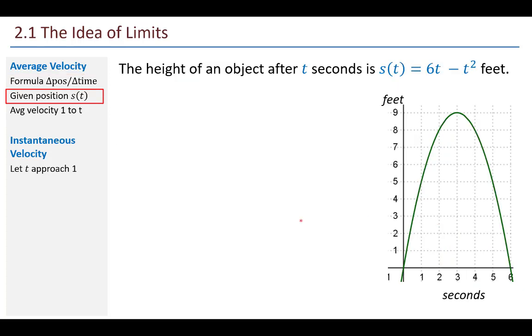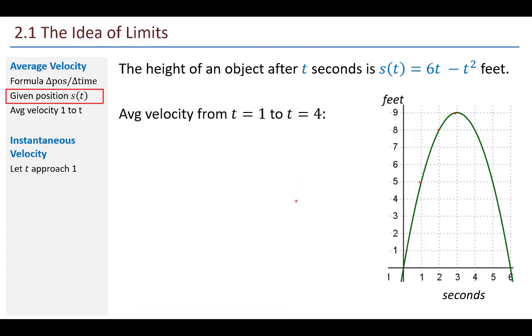Okay, here's an example where we actually include a function, unlike that miles example. Let's suppose that the height of an object after t seconds is actually given by a function, s of t. Its position is 6t minus t squared feet. And the graph of it is shown here. So at time 0, it has height 0. It's on the ground. After 1 second, it is 5 feet in the air. After 2 seconds, it is 8 feet in the air. After 3 seconds, it is 9 feet in the air. And then it descends and comes back down. And at 6 seconds, comes back down to the ground again.